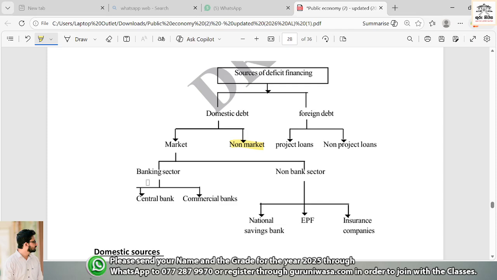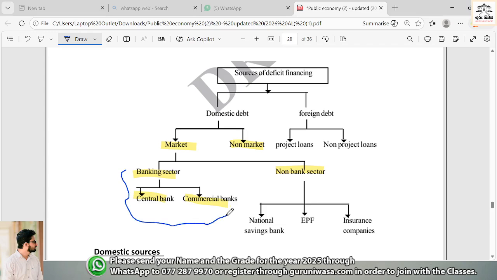Okay, then banking. Remember, the market sources mean the government has to issue treasury bills. Then there are two segments: banking and non-banking. Banking, the central bank and commercial banks, are called expansionary sources of finance. Expansionary sources mean money supply increases due to an increase in high-powered money. Shall we move on?